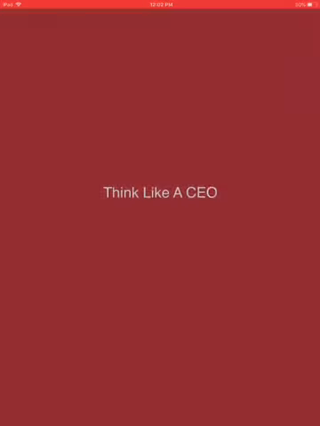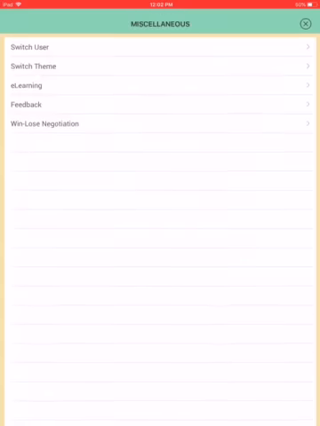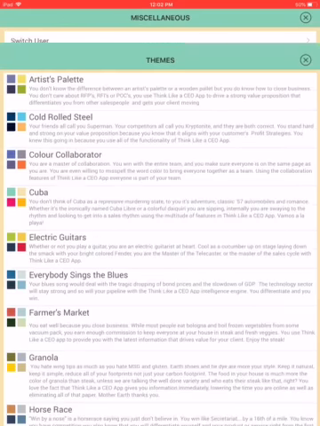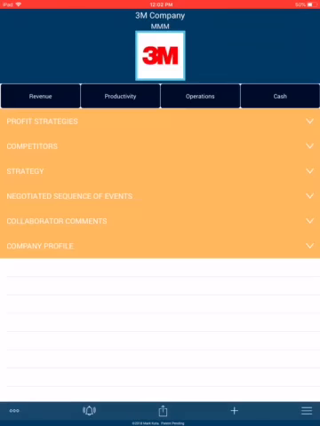So let's first pull up Think Like a CEO app, and we're going to find, okay, I'm not nuts about that color. I think that was the Cuba one. So the first thing I want to do is switch theme. And today I feel a little bit like cold rolled steel. So let's take a look at cold rolled steel. All right. So we're looking at 3M here.